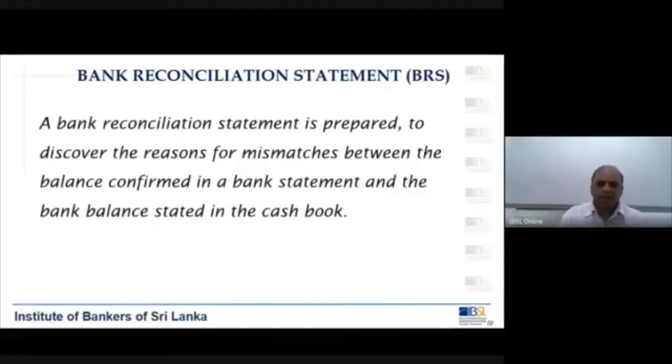So the bank reconciliation statement is prepared to discover the reasons for mismatches between the balance confirmed in a bank statement and the bank balance stated in the cash book. So this goes as the definition for a bank reconciliation statement. In exam, sometimes you might be required to write what is the bank reconciliation statement. If that kind of a question comes, this is the answer that you have to provide. A bank reconciliation statement is prepared to discover the reasons for mismatches between the balance confirmed in a bank statement and the bank balance stated in the cash book.